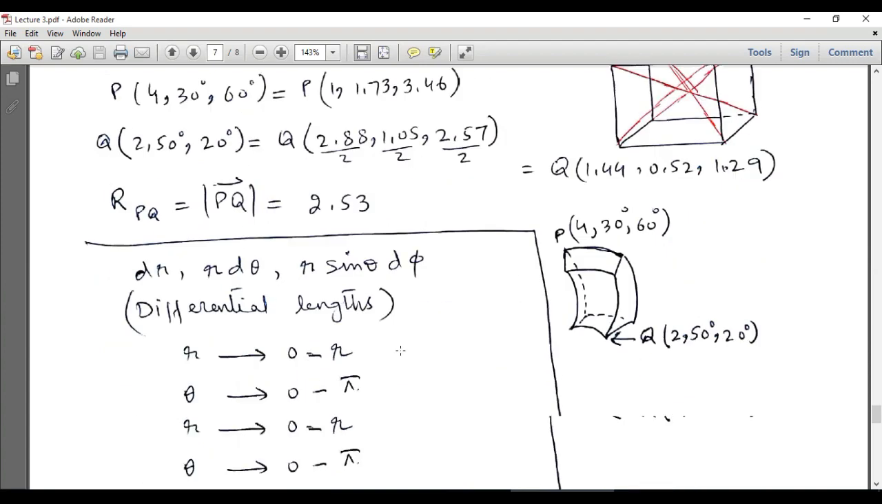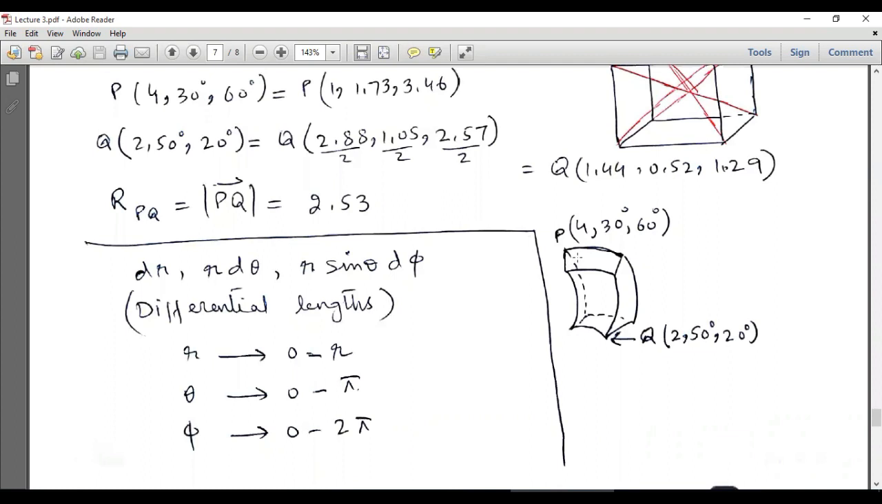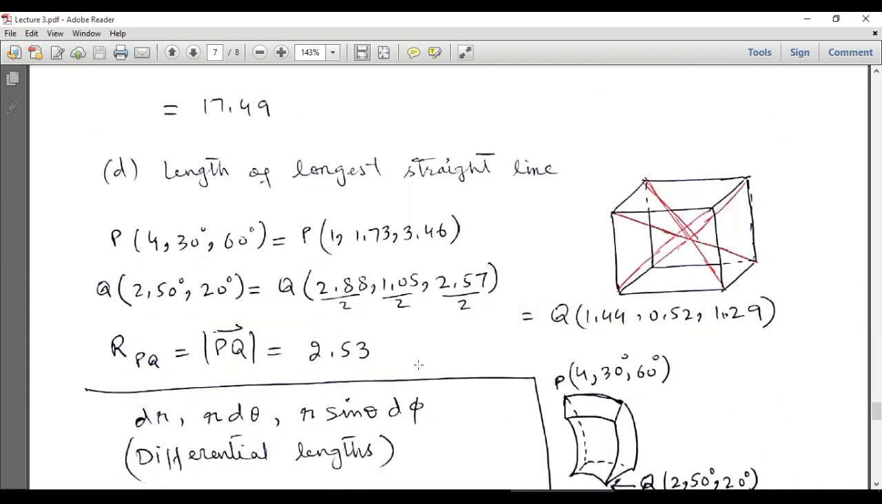So we have to do such a thing for this differential volume element of a sphere, and for the sphere, I have considered this point P and this point Q. So if I draw a straight line from P to Q, that line will have the longest length. Okay, so these are the coordinates of point P. r is equal to 4 because this is the outer edge.